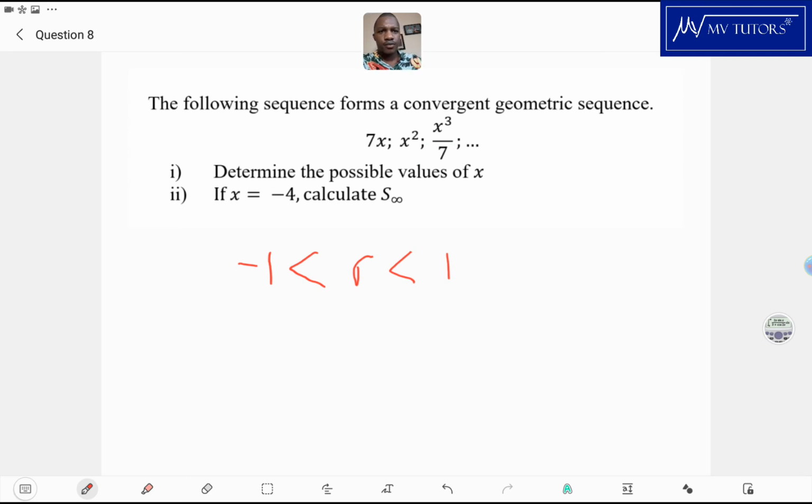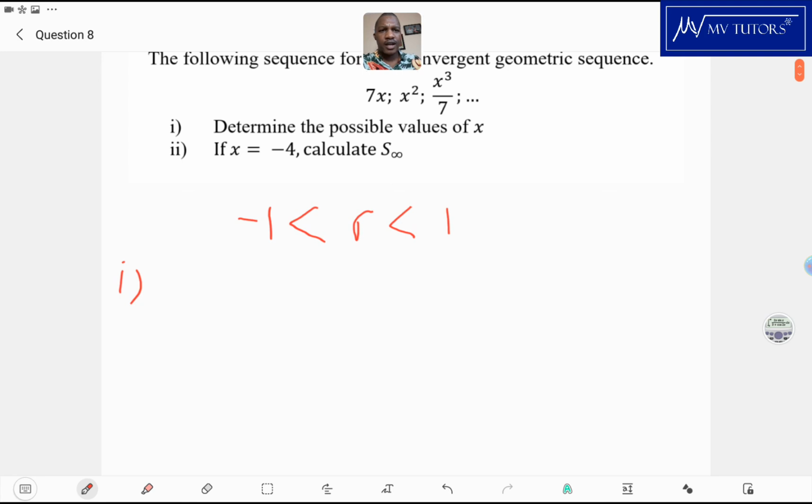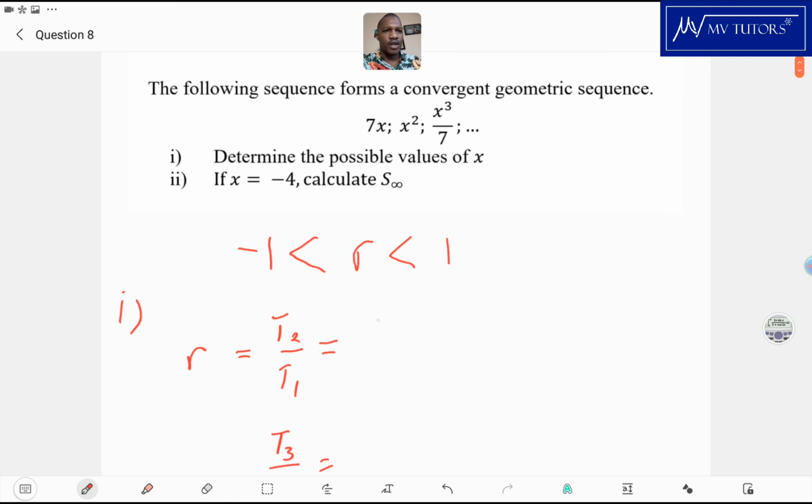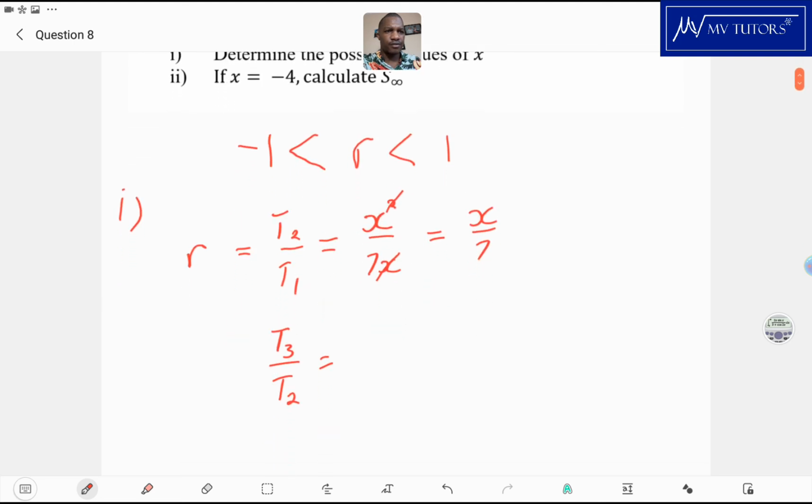So there it is. Number 1, determine the possible values of x. Now we know that common ratio is given by term 2 over term 1. Also, just to confirm, term 3 over term 2. I like doing both. Let's start with this one. Term 2 is x squared over term 1 is 7x. This is equal to, so that x cancels that one, and then we're left with x over 7.